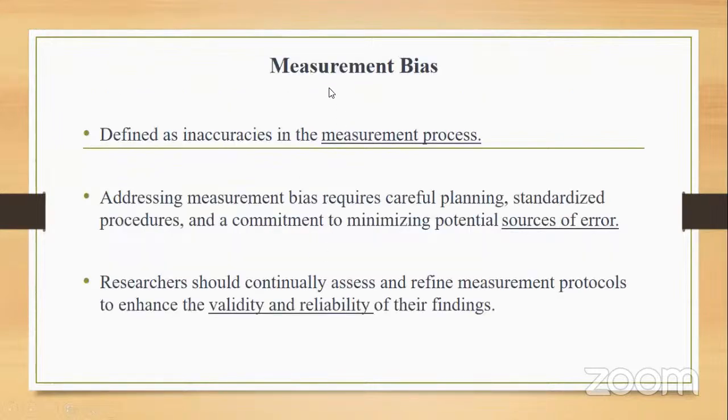Okay, then moving to the next type of bias, which is measurement bias. It's defined as inaccuracies in the measurement process. And in addressing this bias, we should do careful planning beforehand. We should standardize our procedure and commit to minimizing these potential sources of errors. This type of bias usually affects the validity and the reliability, that is to say the reproducibility, of the study.